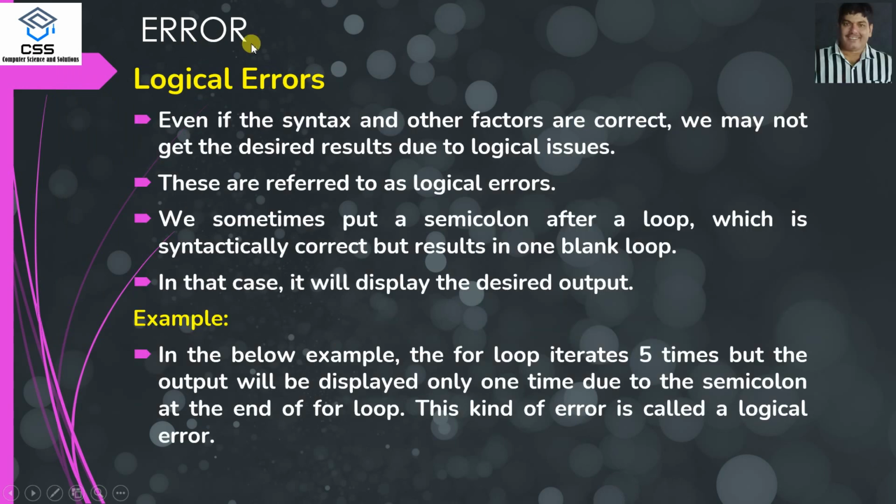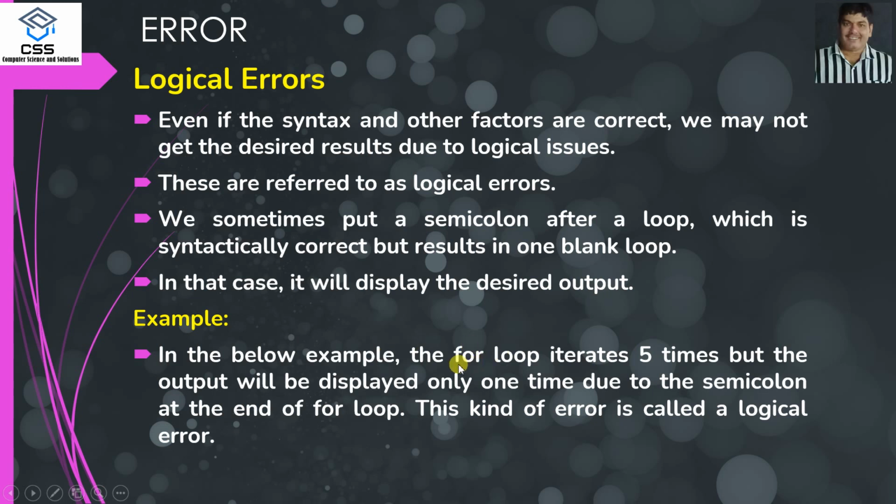Coming to the third type of error, the logical error. Even if the syntax and other factors are correct, we may not get the desired result due to logical issues. For example, if you put a semicolon at the condition line or at the looping line, the error does not appear at compile time, but it will not give you the adequate result. Sometimes we put a semicolon after a loop, which is syntactically correct, but the result is a blank loop, meaning the loop body will not execute, the condition will not be detected, and hence the desired output is not displayed.